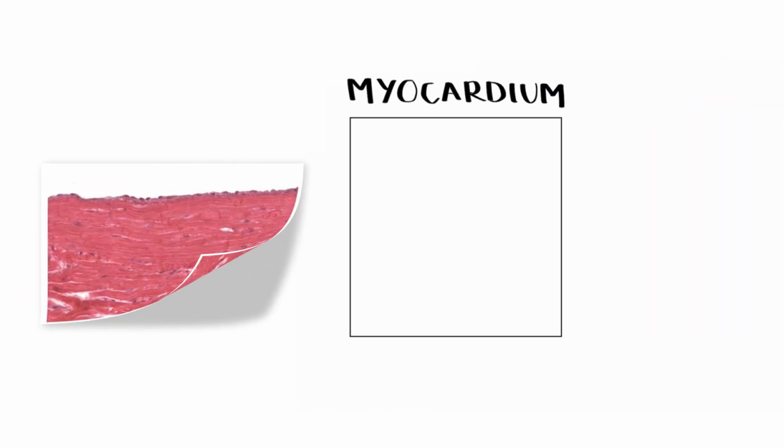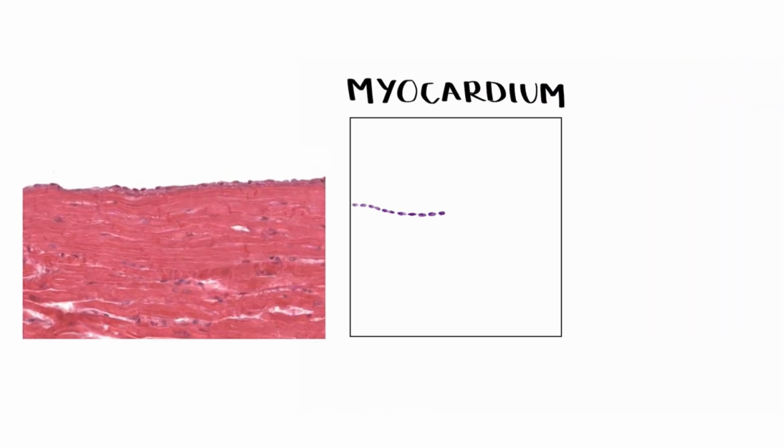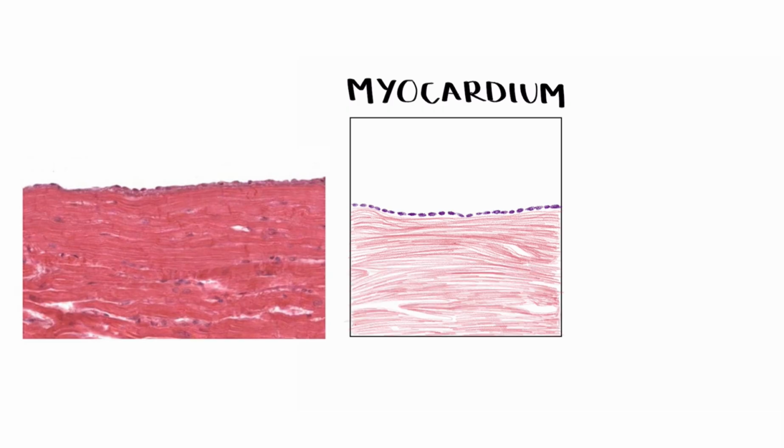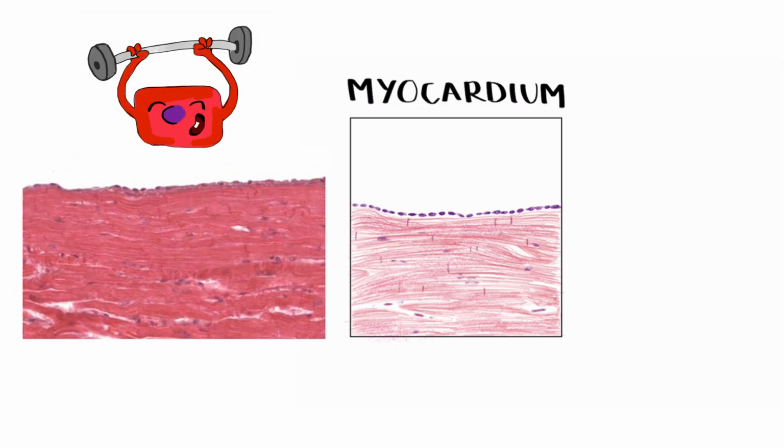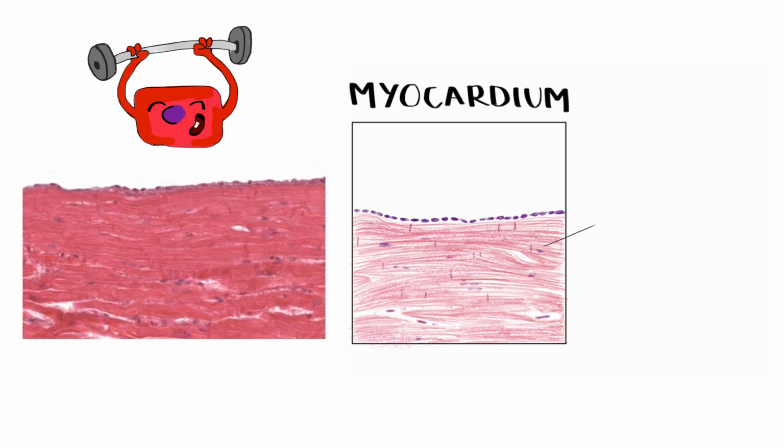The next layer is the myocardium. It is the middle and thickest layer of the heart wall. It contains a high number of working cardiomyocytes, meaning they have a contractile ability. Between neighboring cardiomyocytes are special connections known as intercalated discs.